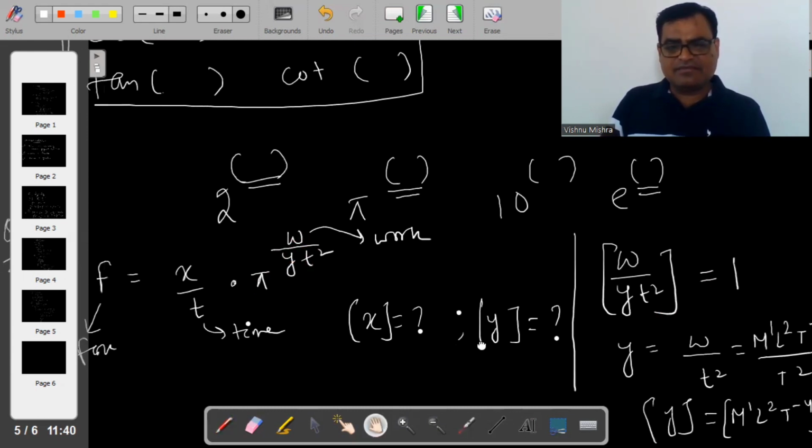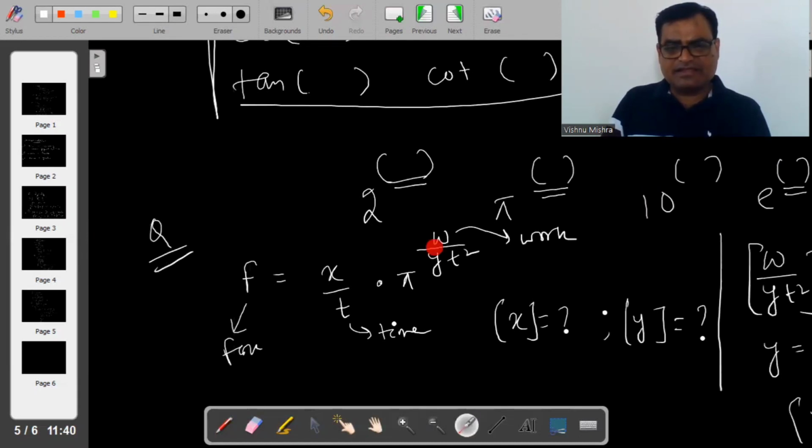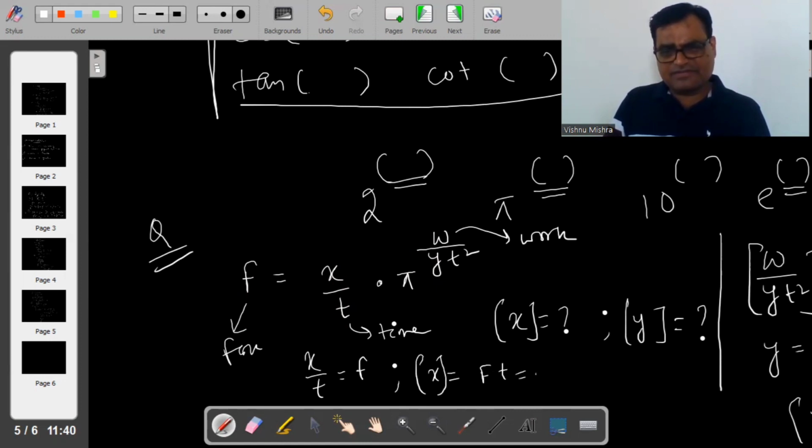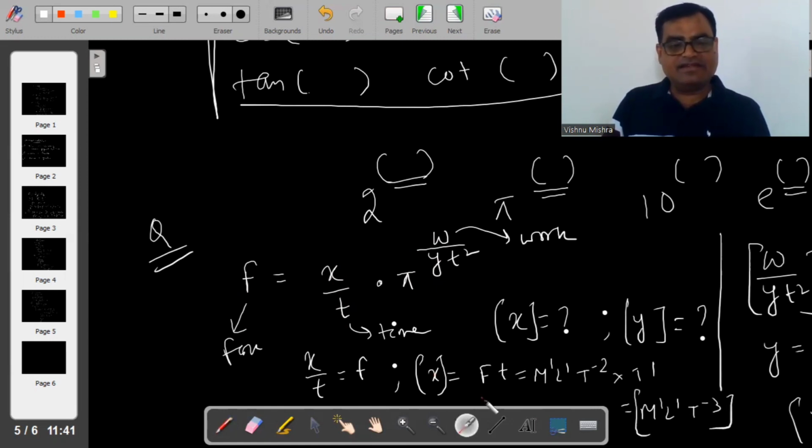Now similarly, बाकी जो remaining है देखो यहाँ पे, ये तो dimensionless बन गया. तो x by t is equal to f. So what is the value of x? तो my x is equal to f t. x डायमेंशन क्या है? f into t. फोर्स पता है m1 l1 t minus 2 into t1. तो मेरा x कितना आ रहा है? देखो x is coming m1 l1 t minus 3. This is the value of x. x and y can be calculated like this. समझ में आ रहा है? तो constant power is always dimensionless.